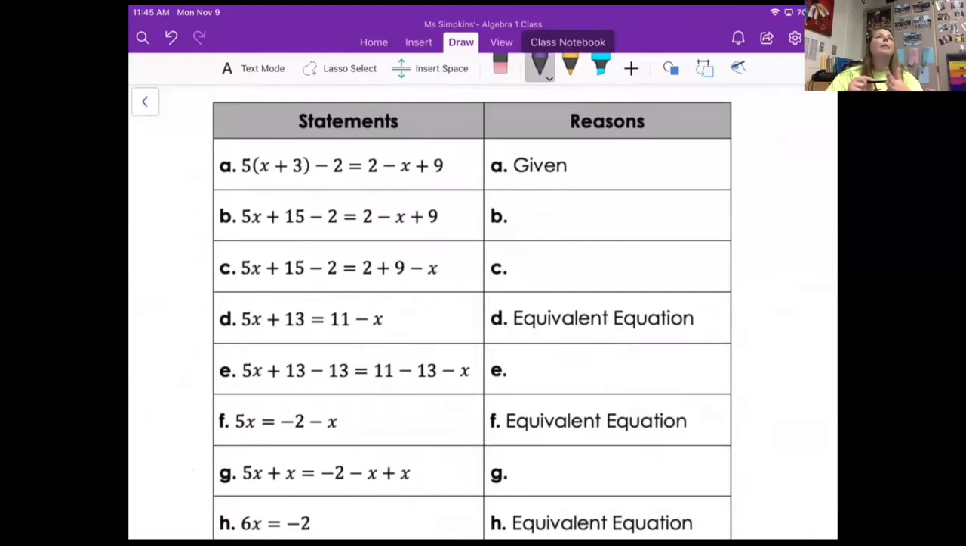I want you to look closely. What happened? What property was used to get from equation A to equation B? Yeah, Asa? Distributive. Distributive property. Specifically distributing this 5 to the x and the 3. So that would be the distributive property.